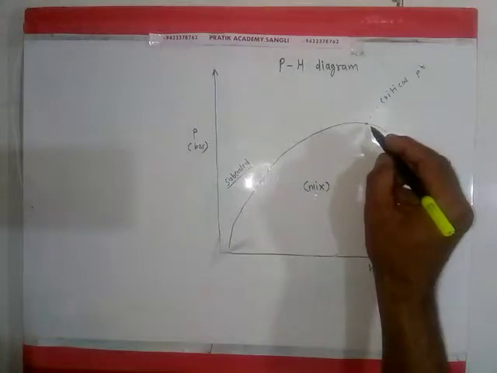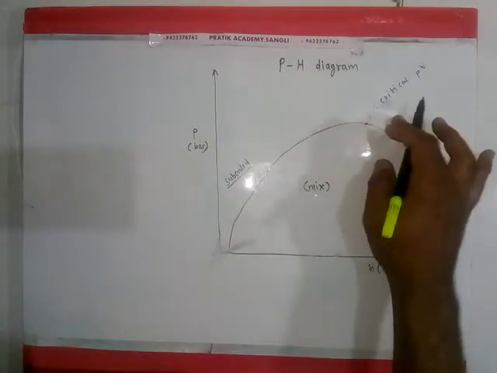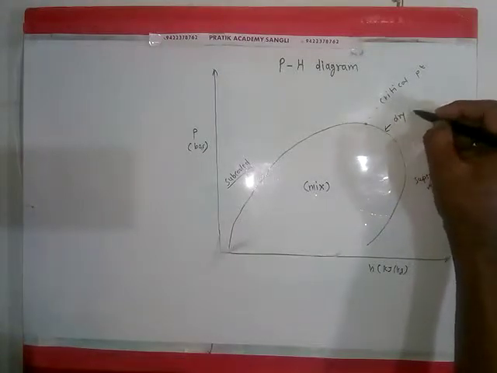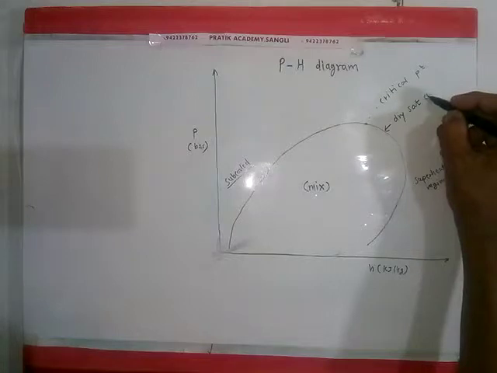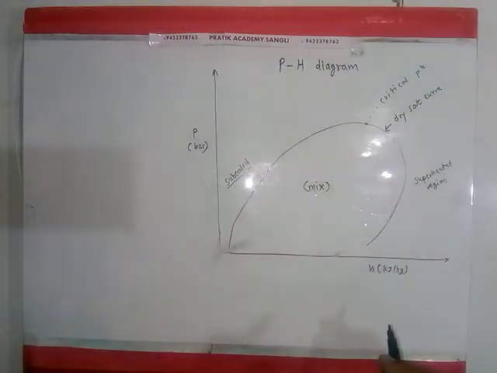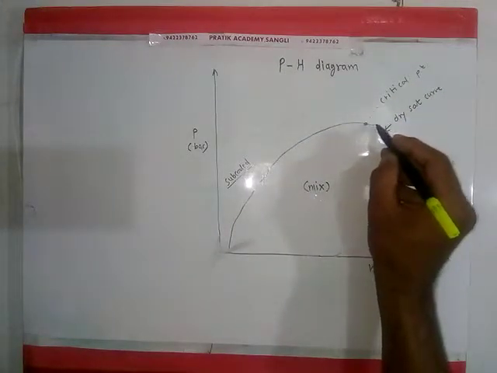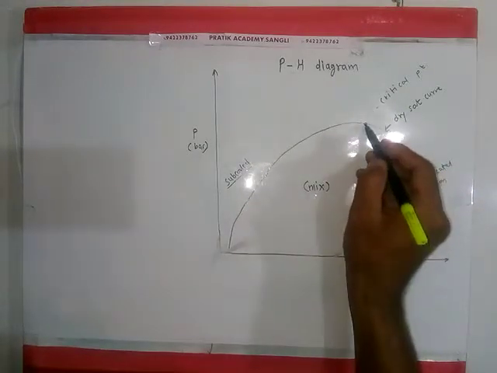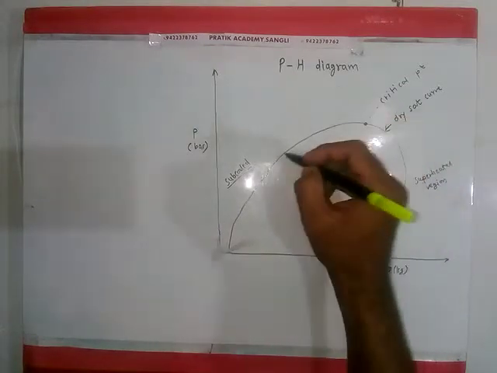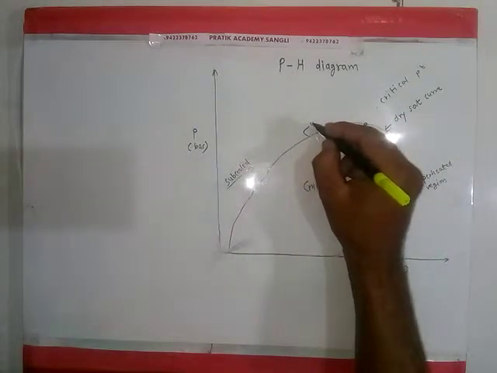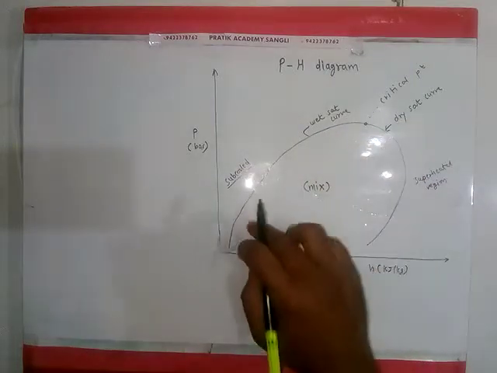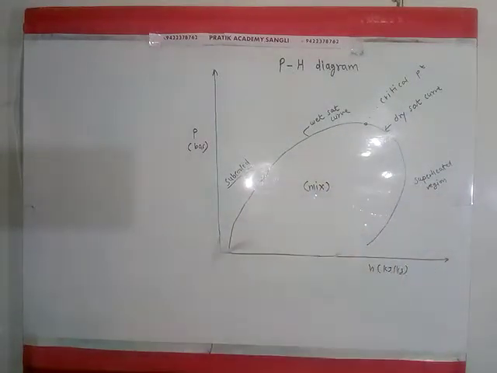The part of the curve along the right-hand side is the dry saturated curve. It starts from the critical point and goes up to the end. Then from the critical point to the left side, this is the wet saturated curve. Together, the total is the saturation curve.